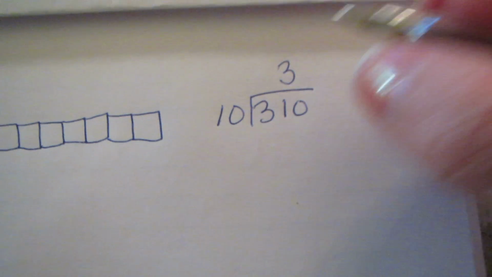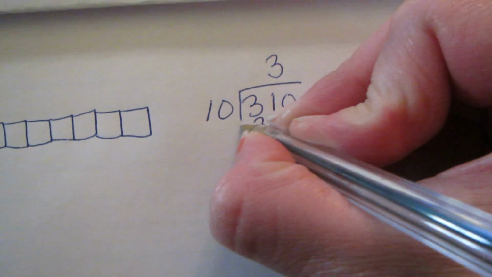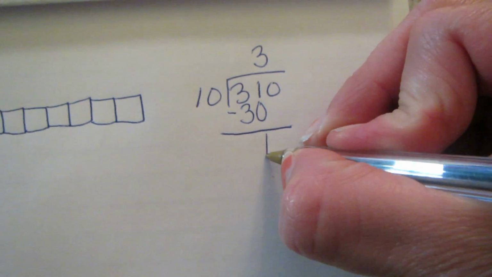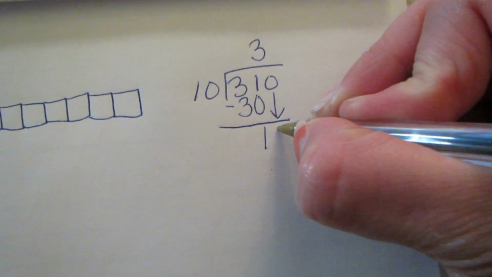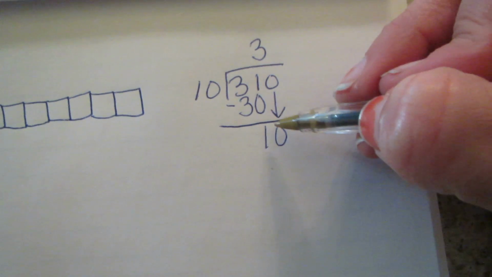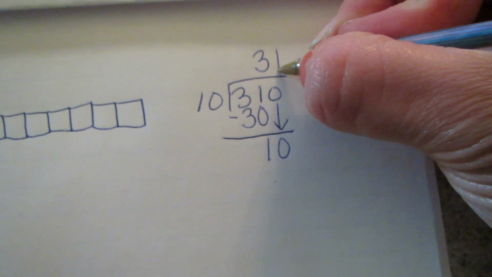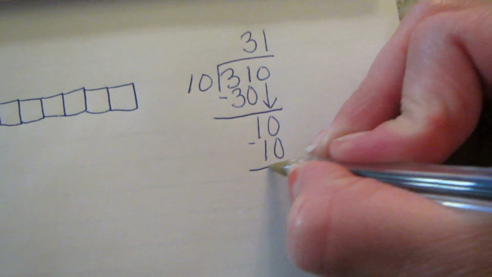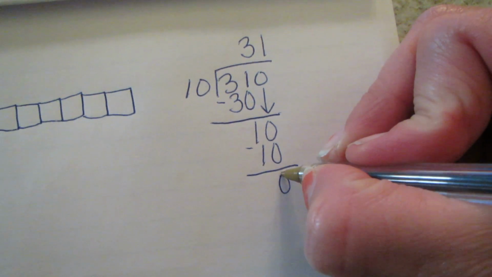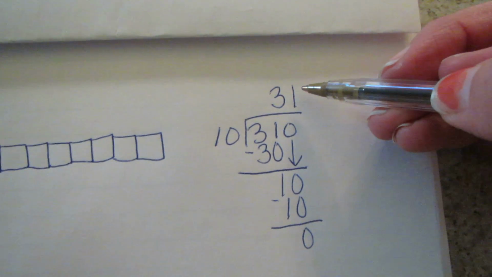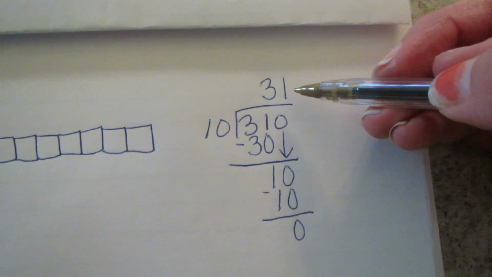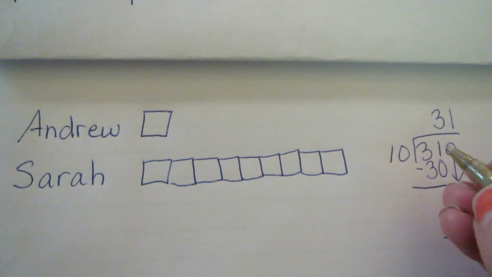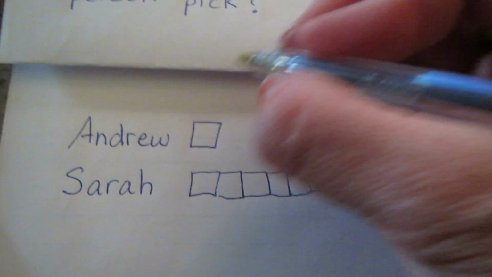10 times 3 is 30, and then we subtract. 31 minus 30 is 1. We bring down our 0, and 10 goes into 10 1 time. 1 times 10 is 10, and 10 minus 10 is 0. So we know that there are 31 apples in each group. So going back to our bar diagram, you're going to write that quotient 31 into each of the boxes.